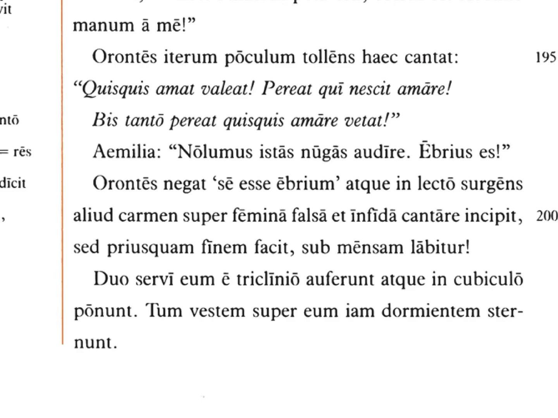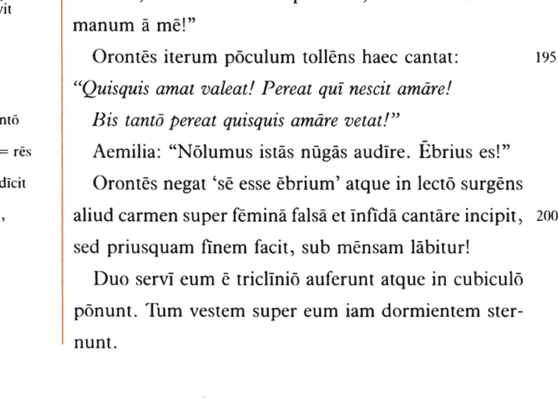And Aemilia says, nolumus istas nugas audire, ebrius es. We don't want to hear those trifles, those nonsense words of yours. Nugae are basically nonsense things, so just stuff that doesn't mean anything, right? We don't want to hear that nonsense of yours. You're drunk. Orontes negat se esse ebrium. Orontes denies that he is drunk.